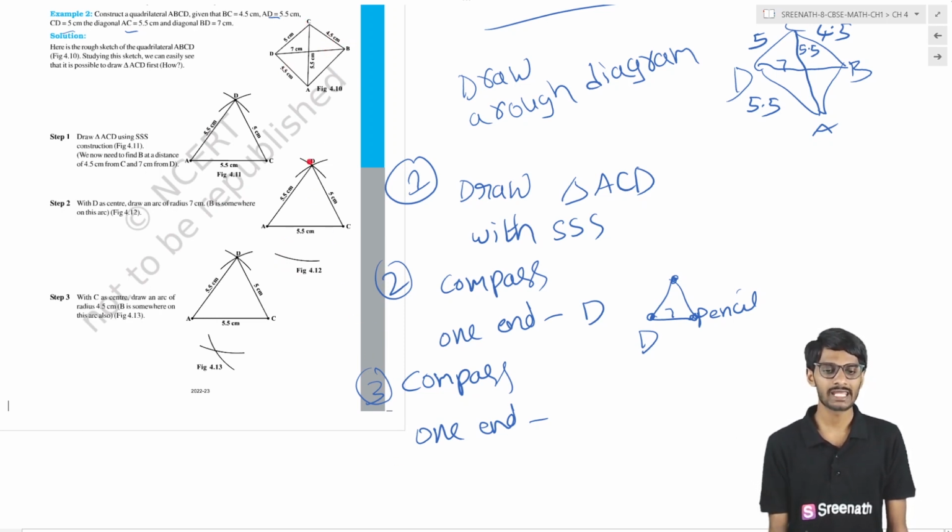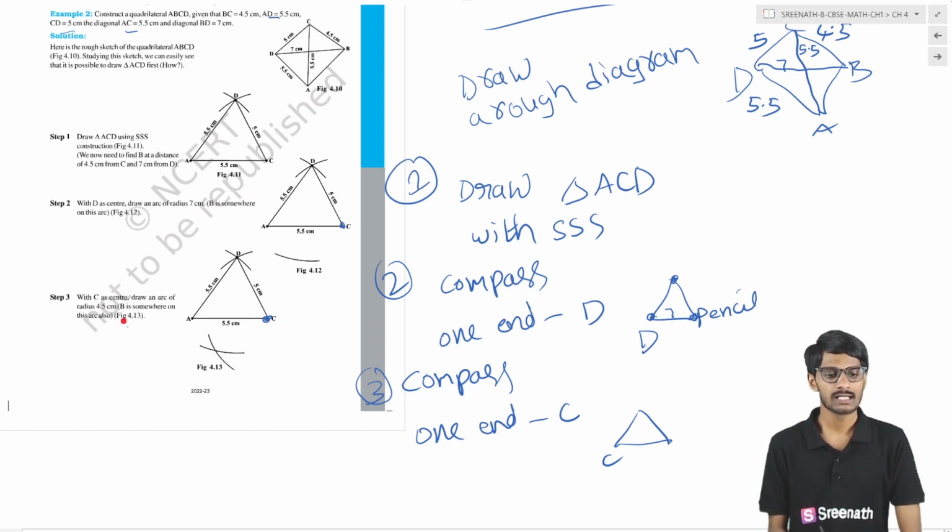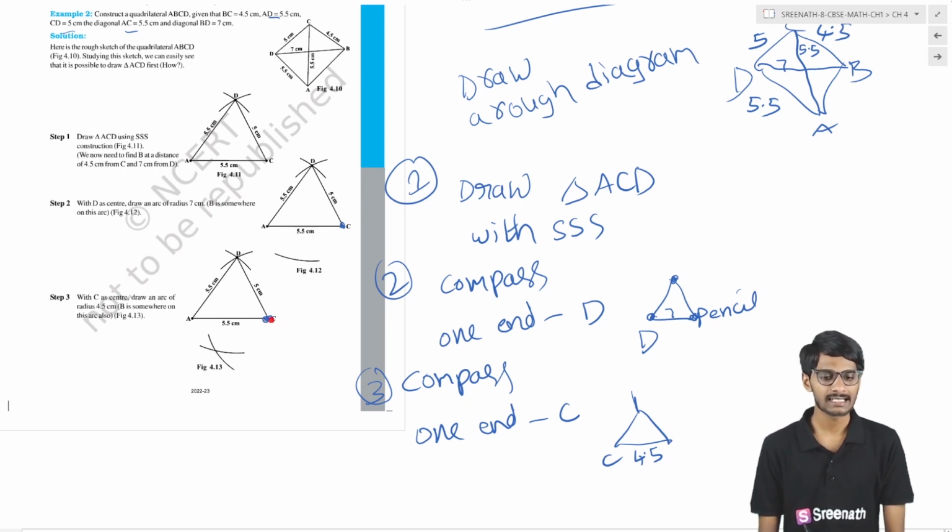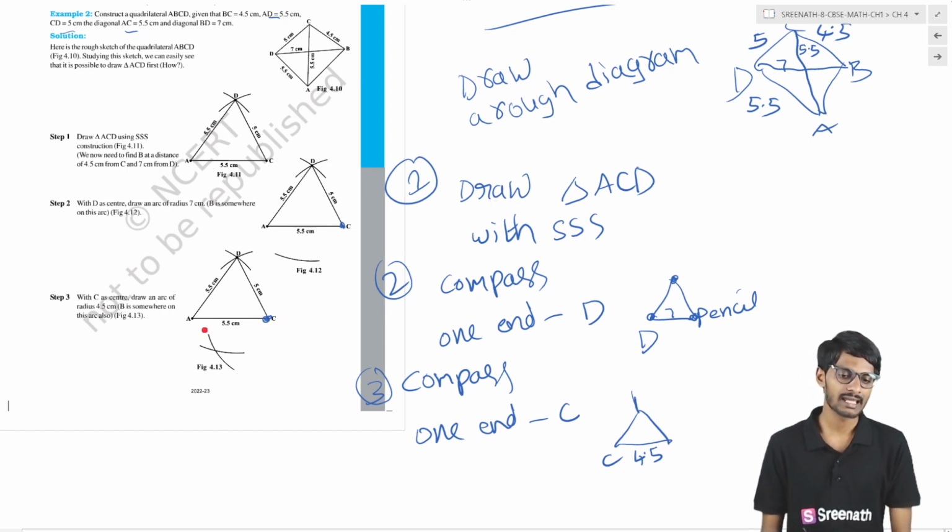So what we have to do, take a compass and put one end at C, and you have to take the distance between the compass ends. How much distance? What is the distance between C and the fourth point? That is 4.5 centimeters. So we take the distance between the two ends of the compass as 4.5 centimeters, put the metal end at this point, and with the pencil draw an arc like this. So finally these two arcs will intersect at this point, and this point is nothing but the B point. So this is the fourth point of the quadrilateral.